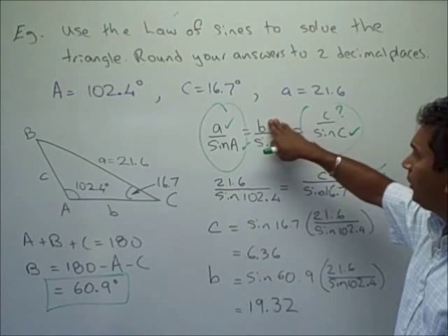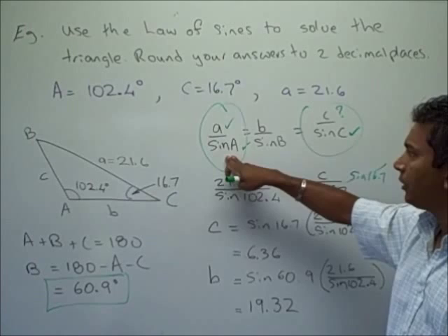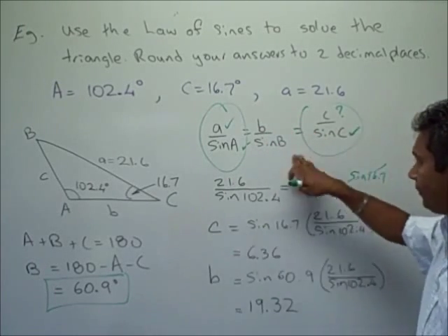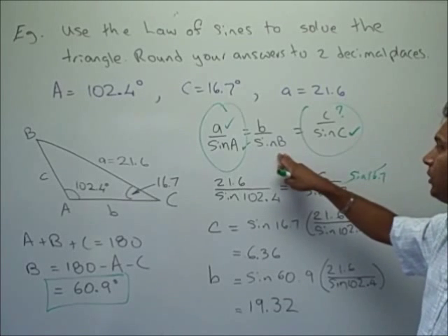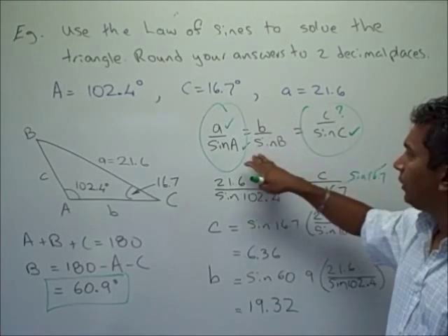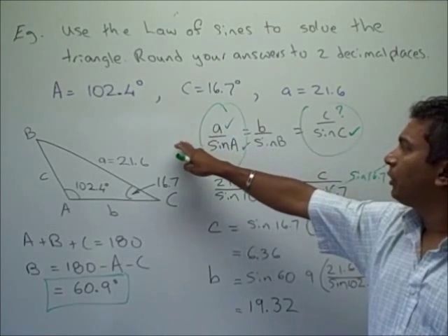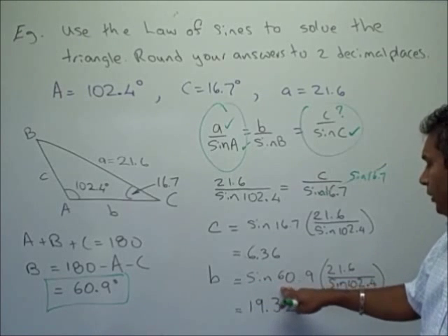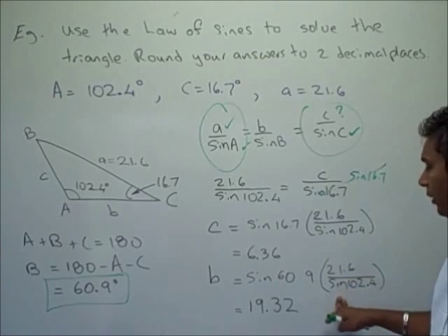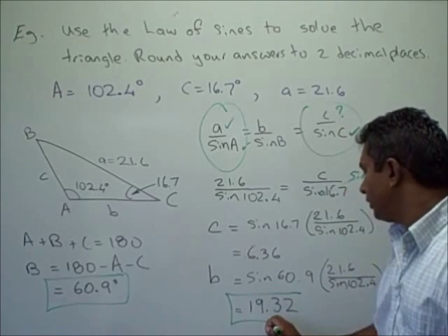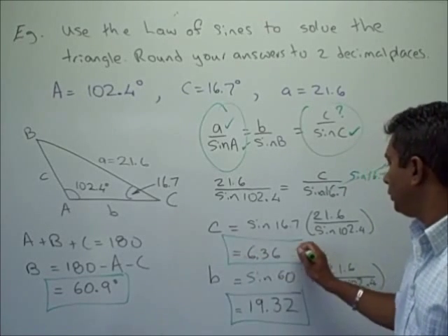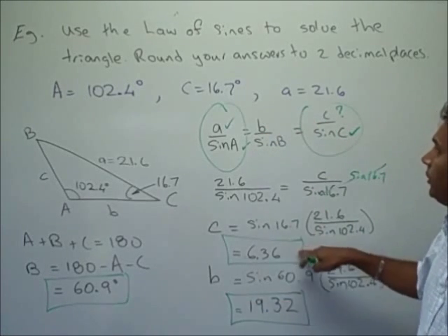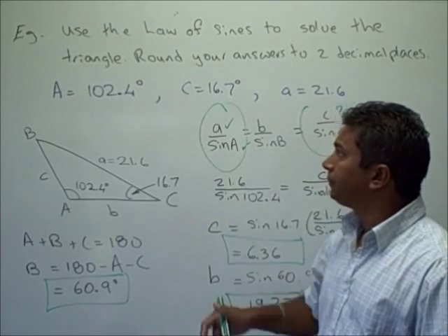To find side b, we can use a over sine A is equal to b over sine B, since we already know angle B. Once again, if we multiply both sides by sine B, it eliminates sine B on this side, and now we have sine B times a over sine A. This simplifies to give us 19.32 units. So here we have our two additional sides, b and c, and our additional angle B.